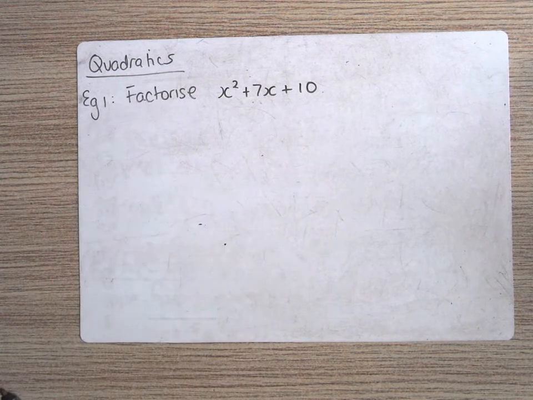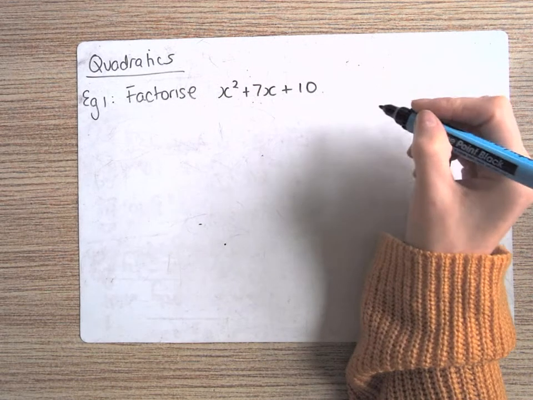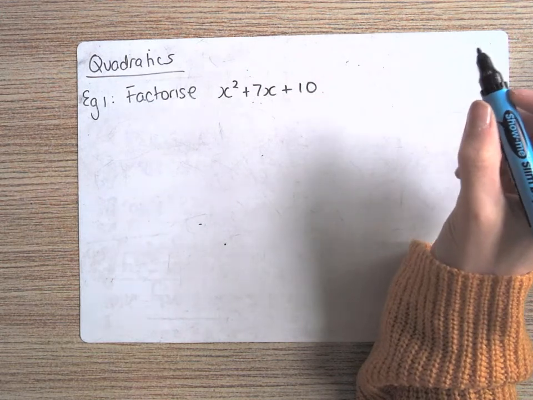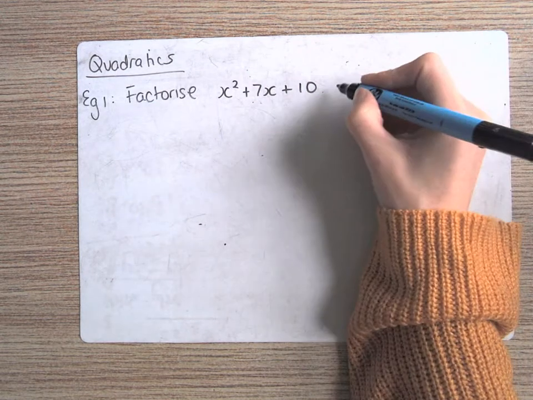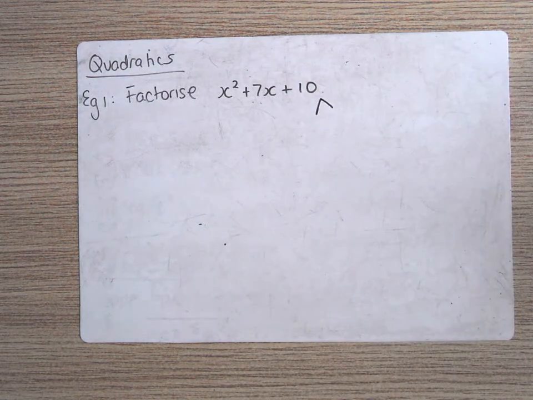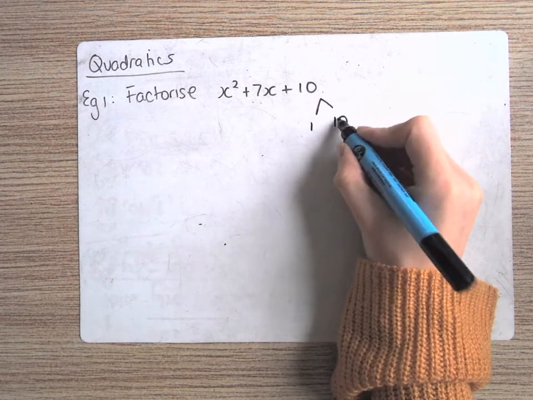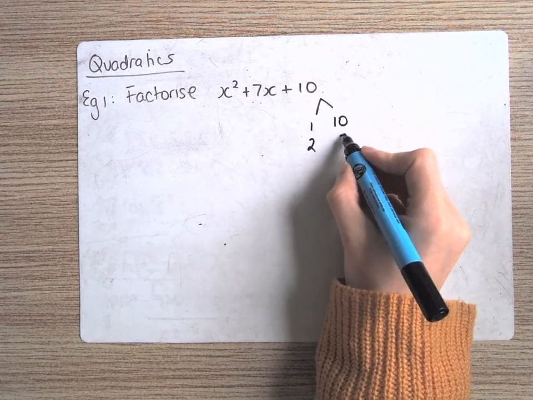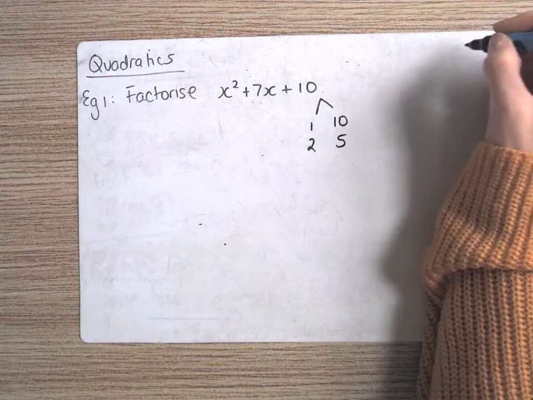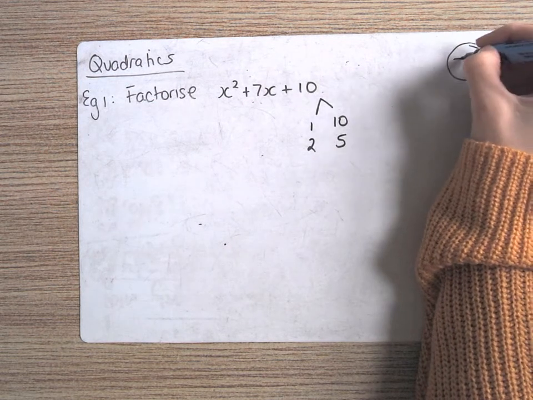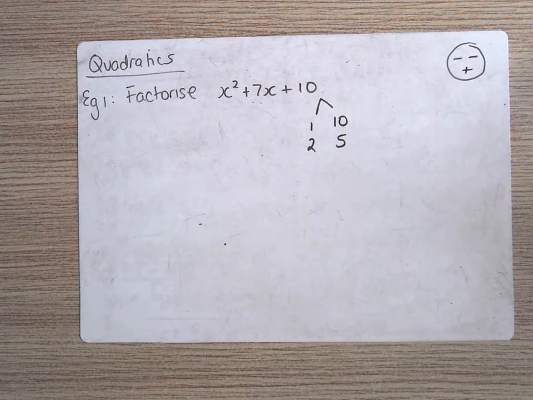Now, we actually use grouping in here. But before we do that, we need to look at the factors of 10. What numbers multiply together to give me 10? 1 and 10, 2 and 5. Great. Now, remember this fella? Multiplication man.